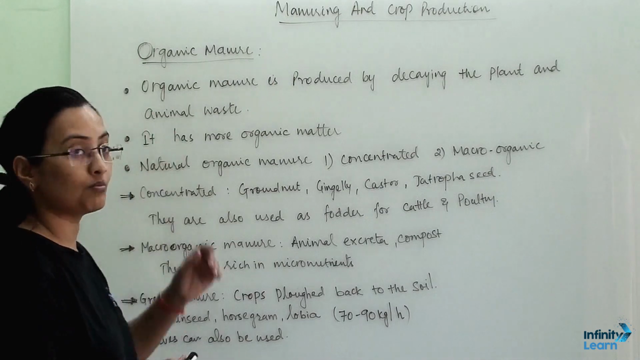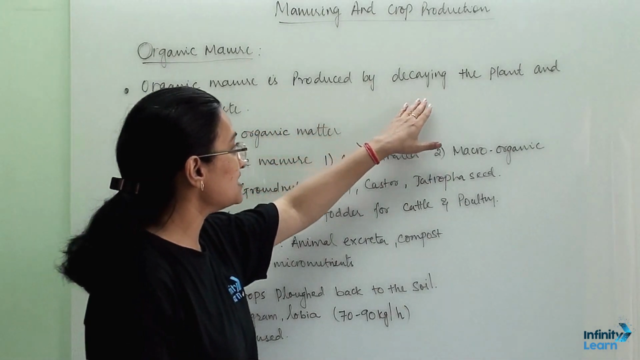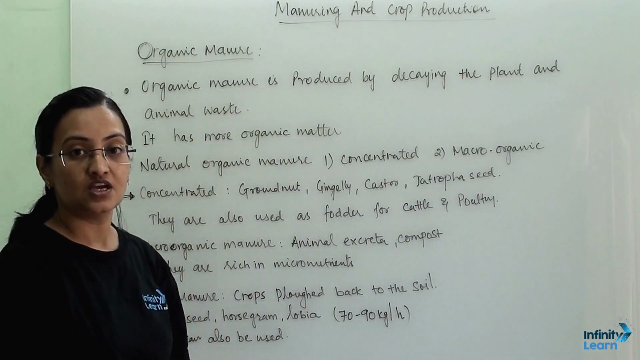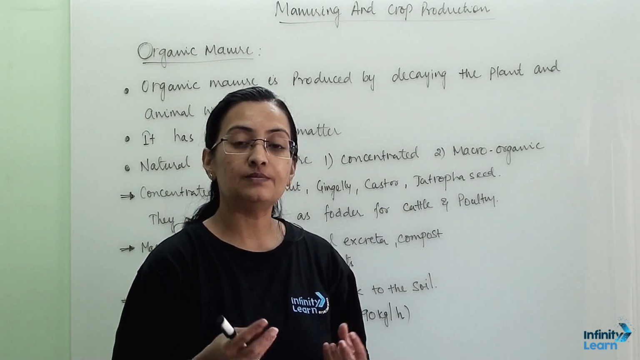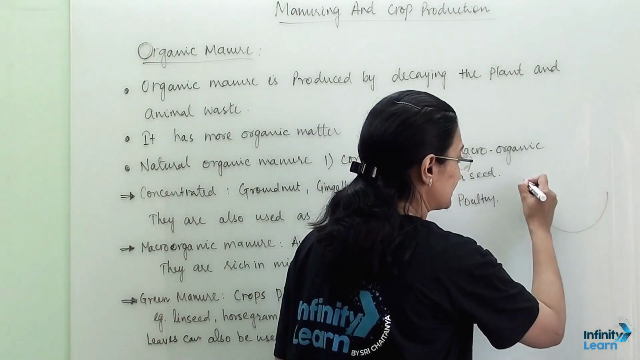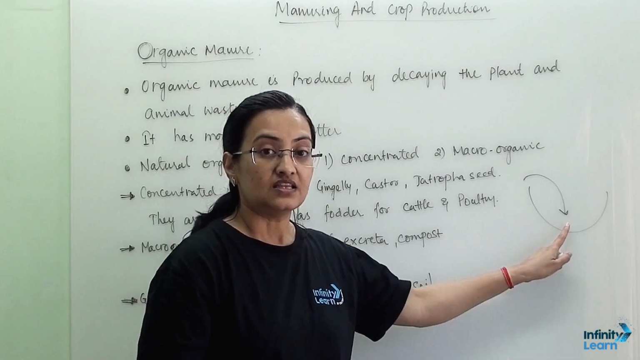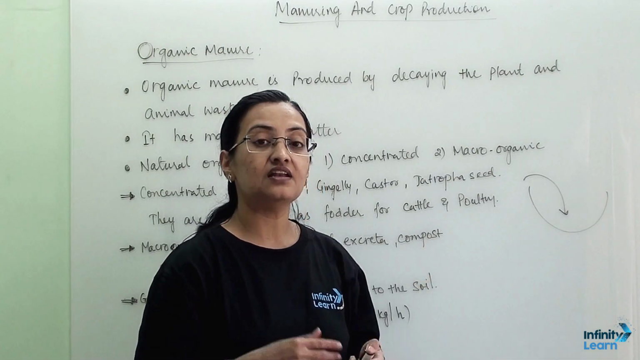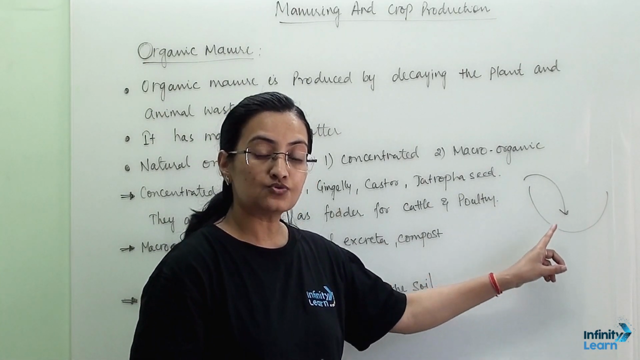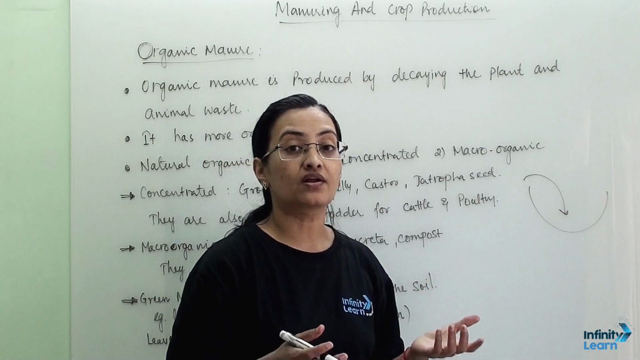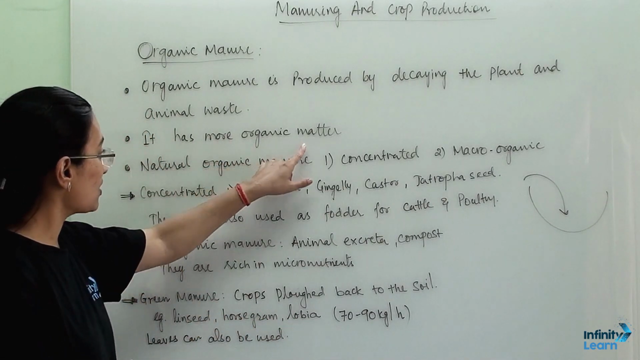So first we are talking about organic manure. Now what is organic manure? Organic manure is produced by decaying plant and animal waste. Dead and decaying matter like dead leaves, shrubs and herbs will be collected. Farmers dig a pit like this and dump all this dead and decaying matter along with the animal waste. They dump it at this site and allow it to decompose. Once all of this matter is decomposed with the help of bacteria, it becomes organic manure, which is very rich in all the nutrients. It has more organic matter.